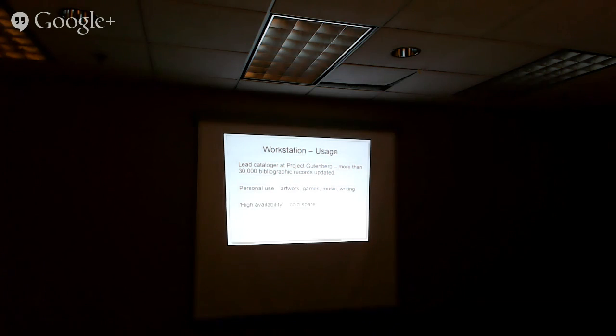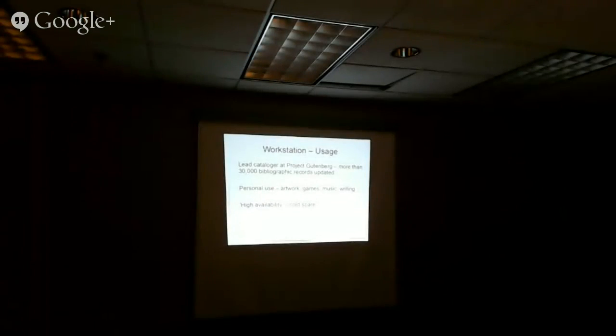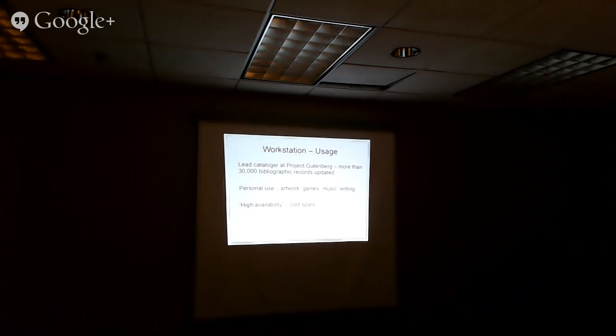And what does it mean to be a lead cataloger at Project Gutenberg? It means that they've reviewed and updated more than 30,000 bibliographic records. This system also gets used for other things, artwork, games, music, and writing. And it is, from my perspective, a high availability system in the sense that there is a cold spare sitting next to it that can be fired up by restoring a backup of /home, and off it goes.